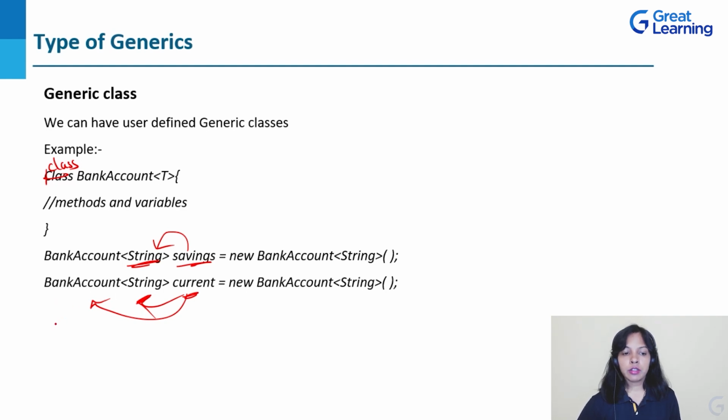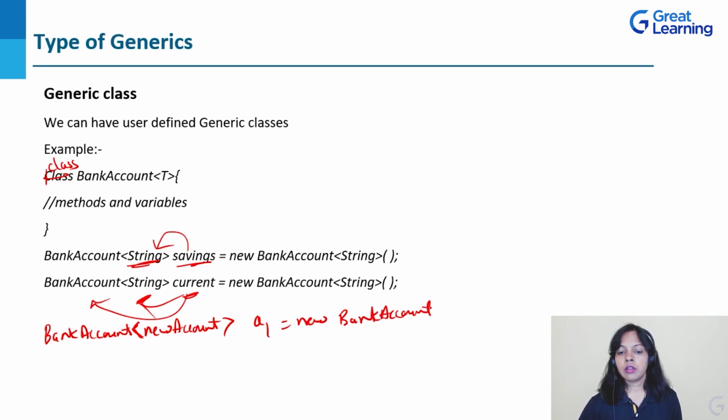Fine. You can have a user defined name here as well. For example, BankAccount, and then in the angular bracket itself, you can have NewAccount. Suppose NewAccount is a type. Whenever an account is newly opened, it is of type NewAccount. So you can have that type here as well. And then account A1 equals new BankAccount, and here it will again be NewAccount, then round brackets and a semicolon. So you can have a user defined type here also.